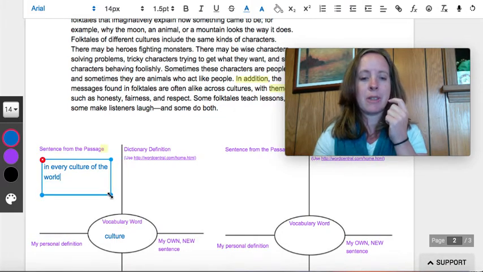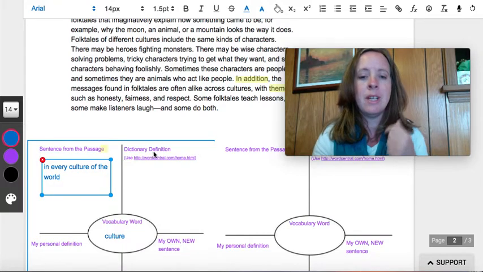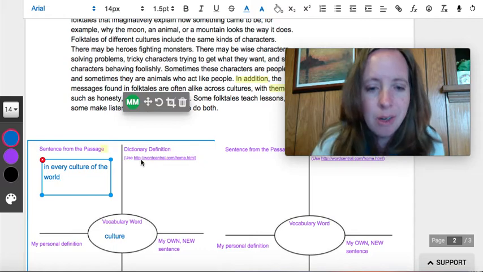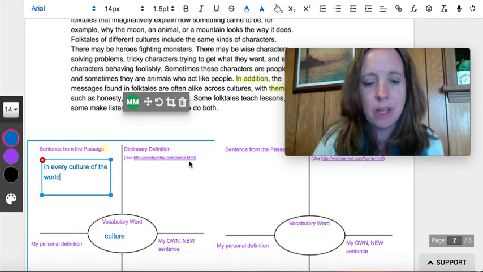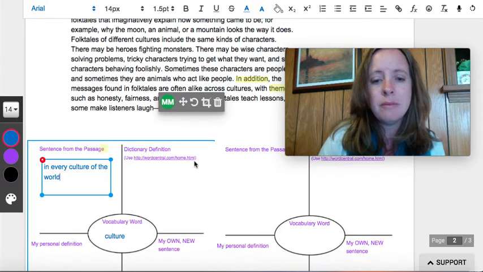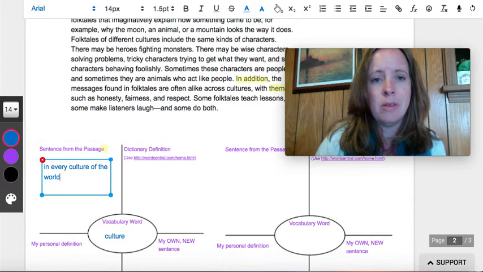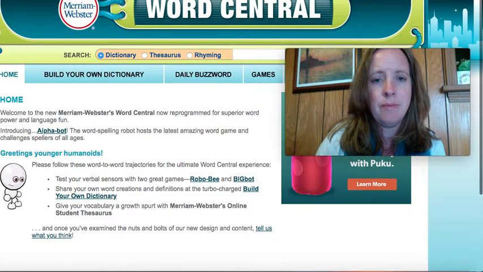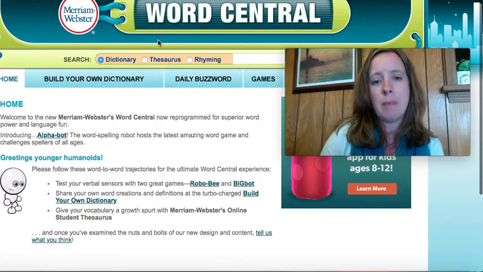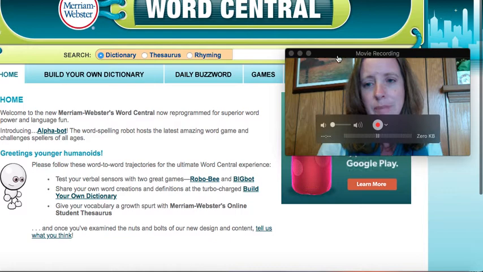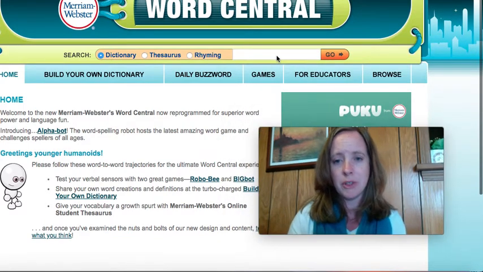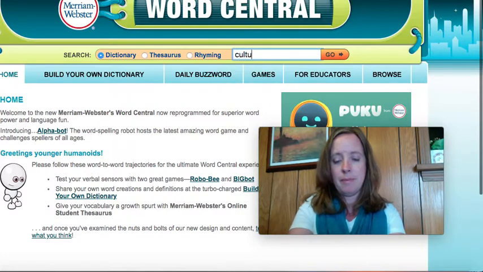Adjust the text box so that it fits inside of here. Dictionary definition. All right, so I wrote down a children's dictionary, Merriam-Webster, that I'd like you to use. It is right here. If you click in Google search, if you click in Merriam-Webster, that would also work. I'm going to go to this dictionary and type in culture right here and see what pops up.